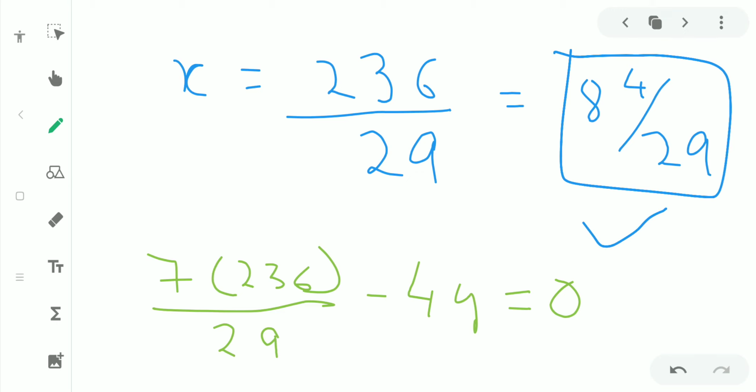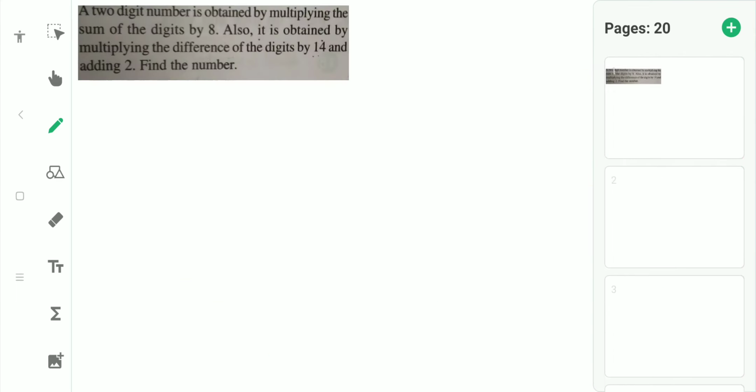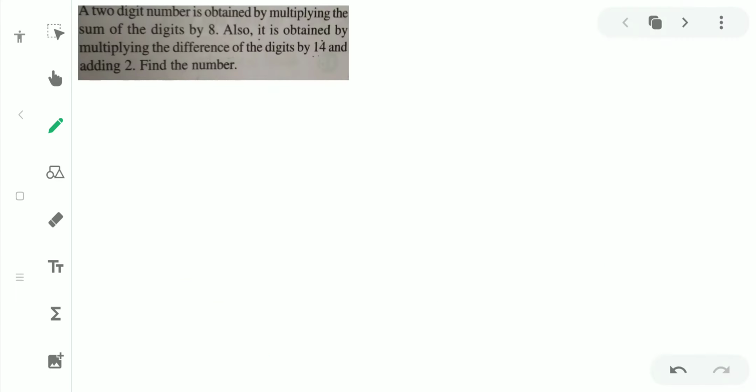So now we have solved the first word problem. So let us go into another word problem. The question is on your screen. A 2-digit number is obtained by multiplying the sum of the digits by 8. Also, it is obtained by multiplying the difference of the digits by 14 and adding 2. Find the number.